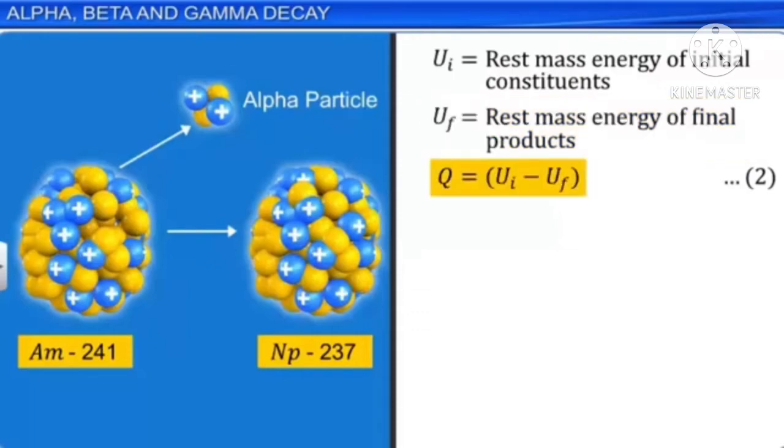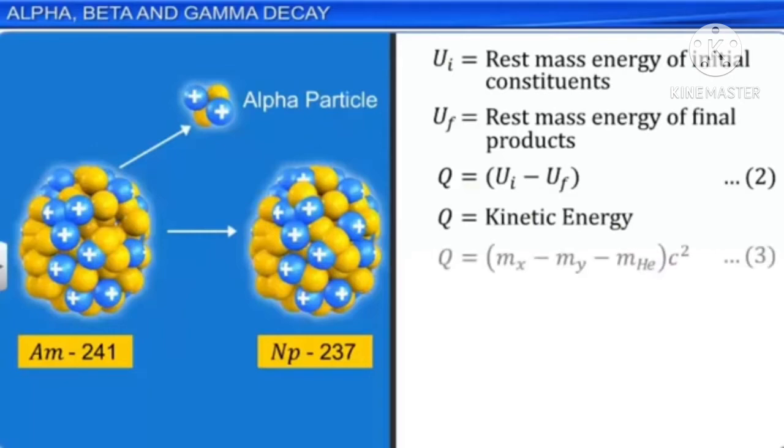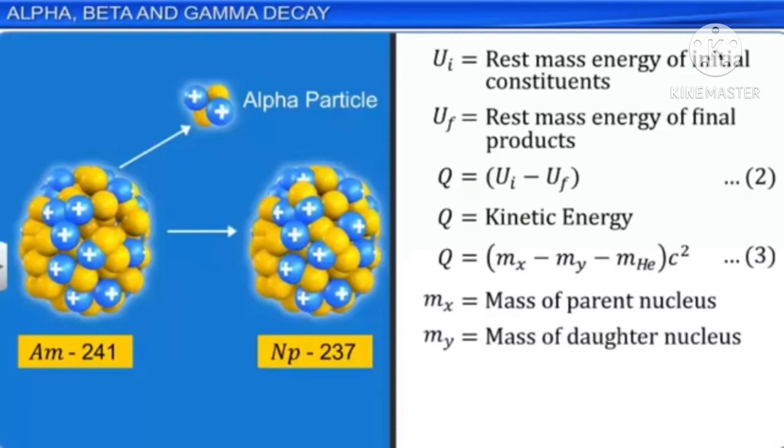This definition of the Q value is valid not only for alpha decay, but in general to all nuclear processes. Q denotes the energy made available as kinetic energy of the products. Thus, the Q value of an alpha decay can be expressed as Q = (mx - my - mHe)c². Here, mx is the mass of the parent nucleus, my is the mass of the daughter nucleus, mHe is the mass of a helium nucleus, and c is the velocity of light. Let this be equation 3.